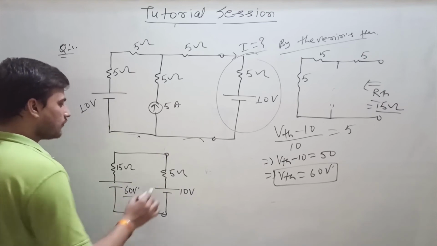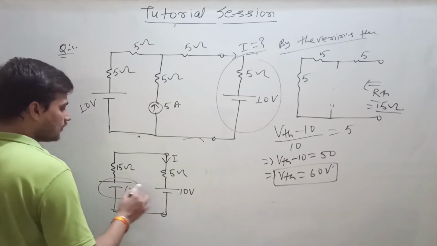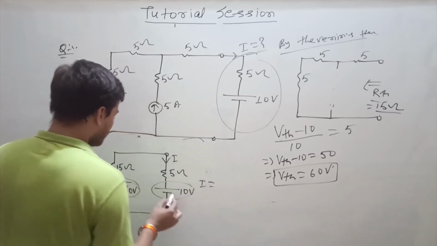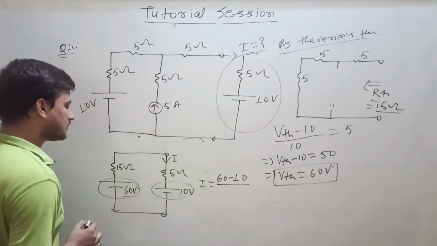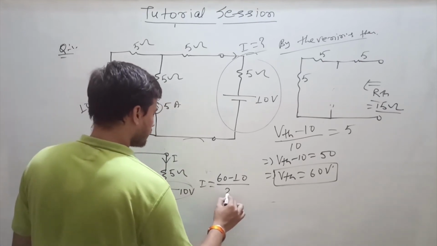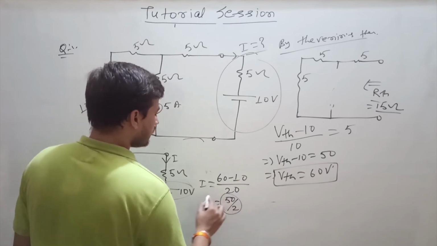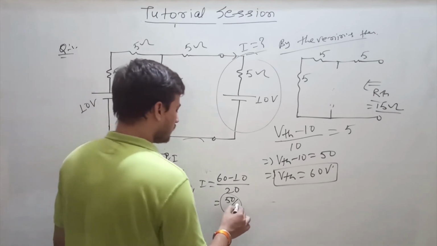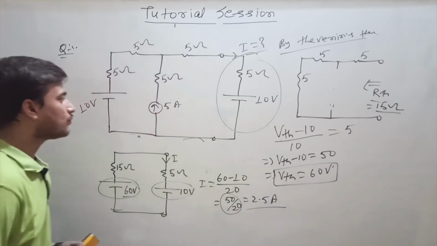So now how will you write current I? See, these two voltages are opposing each other, so total current I will be equal to the difference of these two voltages, that means 60 minus 10 divided by 15 plus 5, that means 20. So here it is 50 divided by 20, that means 2.5 ampere. The answer is 2.5 ampere.